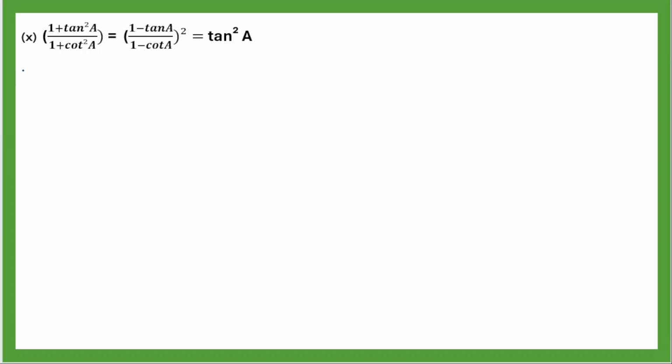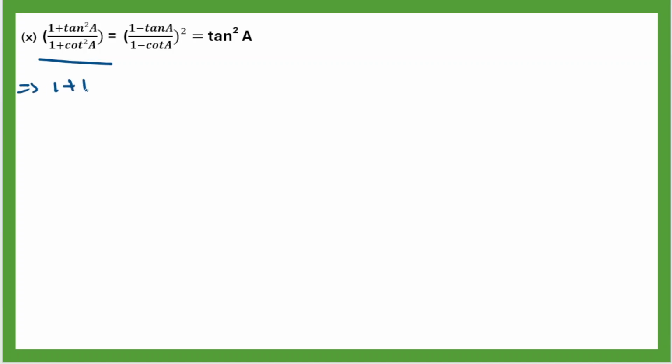Last part of this question and last question of the exercise 8.3. So 1 plus tan square A divided by 1 plus cot square A is equal to 1 minus tan A divided by 1 minus cot A whole square. It is equal to tan square A. We have to prove that all three are equal to each other. So we will first take this part.